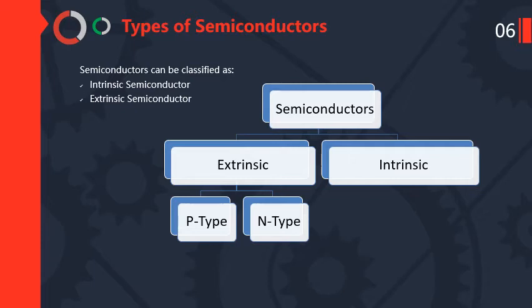Extrinsic semiconductor materials are further classified into two categories: P-type semiconductor material and N-type semiconductor material. So this is the basic classification of the semiconductor material.